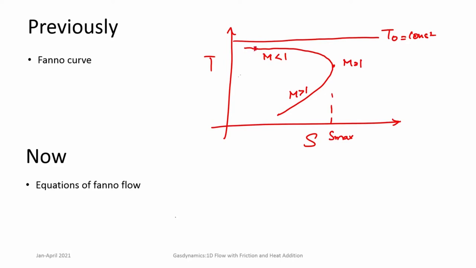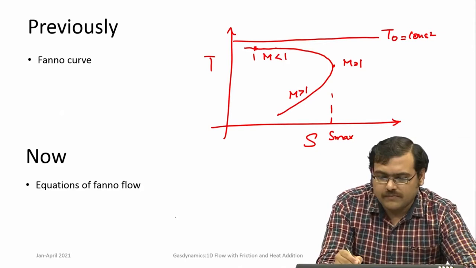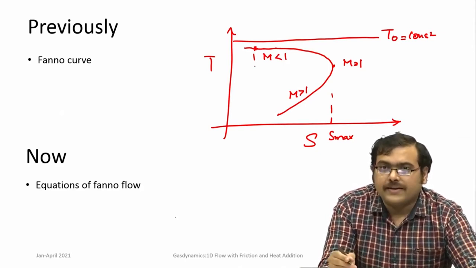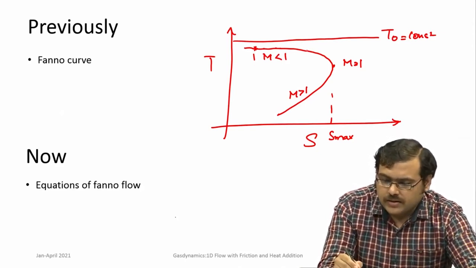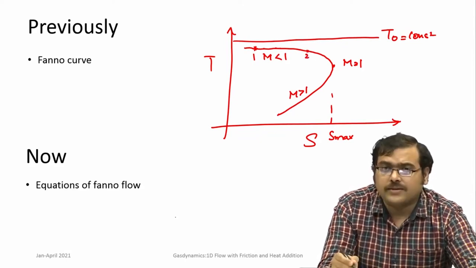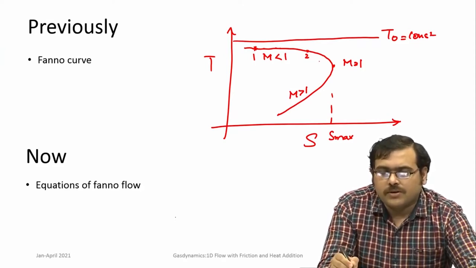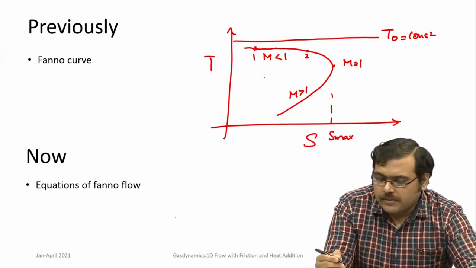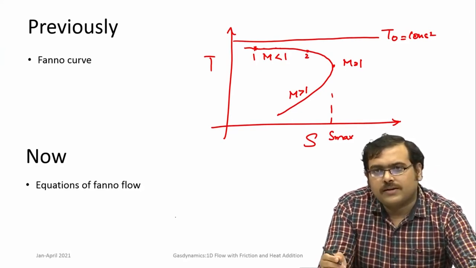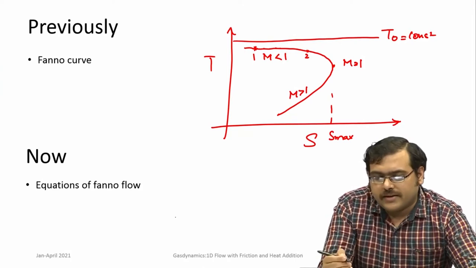So the flow proceeds in a duct. If you start from a particular point here, 1, then the flow proceeds along the Fanno curve. Essentially you are varying the length of the duct, so you can have different points on this curve at the exit of the duct. So this is, say, point 2. In a subsonic flow, velocity increases, Mach number increases, pressure and temperature decrease, entropy increases, and correspondingly stagnation pressure decreases.